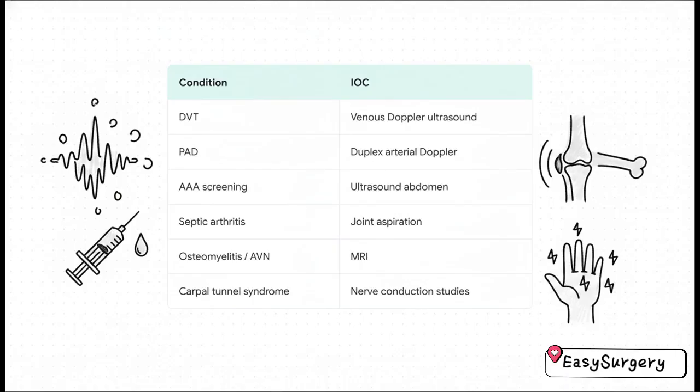Meanwhile, almost all the major structural bone and joint injuries, things like osteomyelitis, avascular necrosis, ACL tears, and rotator cuff tears, they all demand an MRI so you can actually see the soft tissue. Lastly, carpal tunnel syndrome is evaluated best using nerve conduction studies.